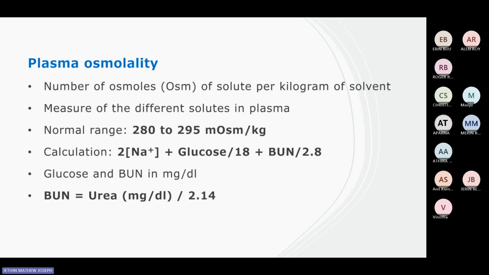And how to calculate plasma osmolality? So this is a formula which you can use to calculate plasma osmolality: 2 times sodium concentration plus glucose divided by 18 plus BUN divided by 2.8, where glucose and BUN are in milligrams per deciliter. If you don't have BUN, you can calculate it from the urea also. So when you do RFT, you're going to get urea, creatinine, uric acid. So urea, you can calculate BUN from urea. BUN is urea divided by 2.14. So this formula is very important. If you know this formula, you'll be able to calculate the plasma osmolality.